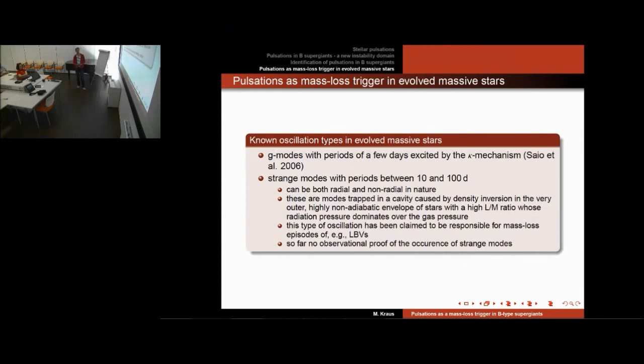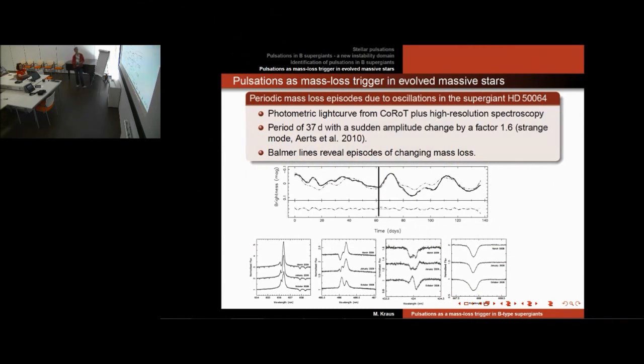But there was so far no observational proof for the real occurrence of these strange modes until 2010, when Aerts and her collaborators investigated a B supergiant, a very luminous B supergiant, with CoRoT, one of the satellites taking photometric observations. So they had a light curve, and in addition they had higher resolution spectroscopy, sort of simultaneous but not really, and only sporadic spectroscopy, while they had almost 140 days coverage of photometry. And they found that this photometric light curve is very variable, and we have here a sudden jump by a factor of 1.6. And they also saw from the spectroscopy that the line profiles vary quite crazily. You can see that for the Balmer lines, and I think this is a helium line.